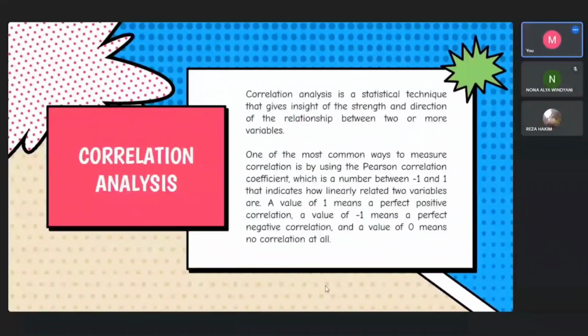Correlation analysis. Correlation analysis is a statistical technique that gives insight into the strength and direction of the relationship between two or more variables. One of the most common ways to measure correlation is by using the Pearson correlation coefficient, which is a number between -1 and 1 that indicates how linearly related two variables are. A value of 1 means a perfect positive correlation. A value of -1 means a perfect negative correlation. And a value of 0 means no correlation at all.